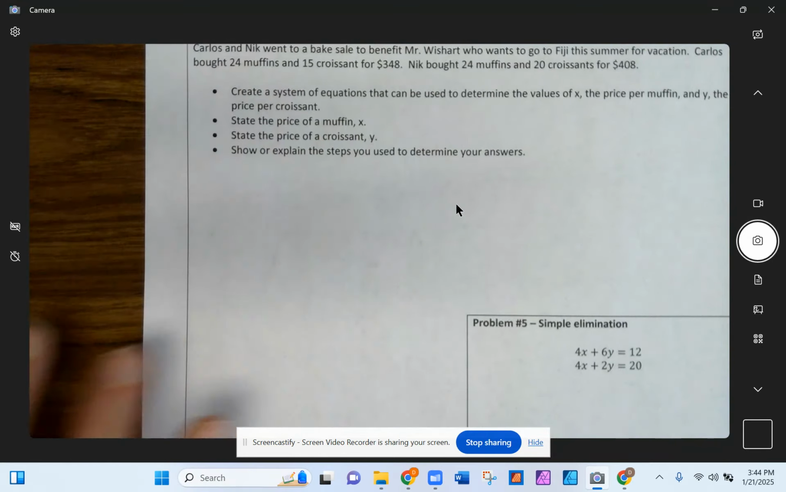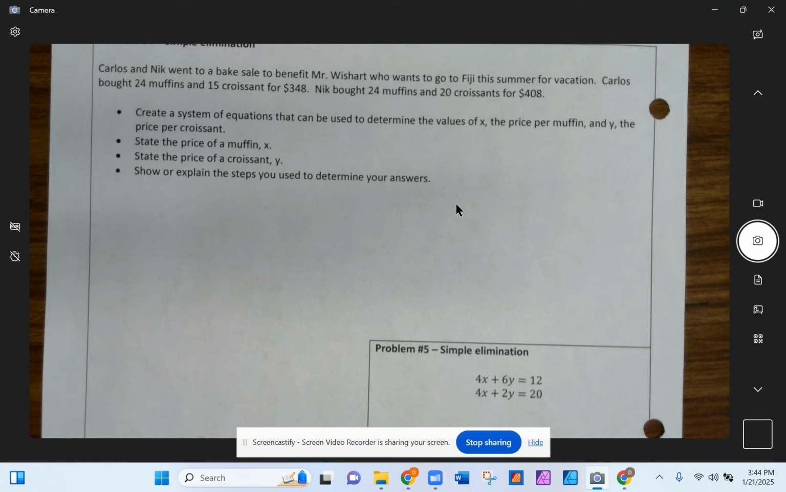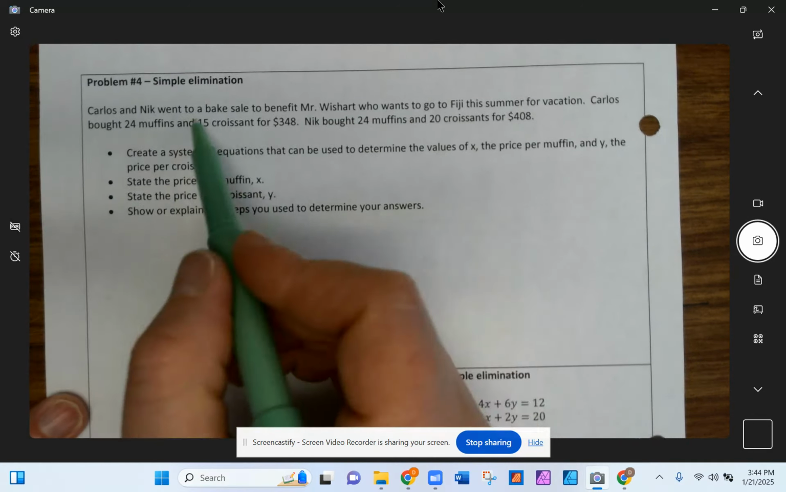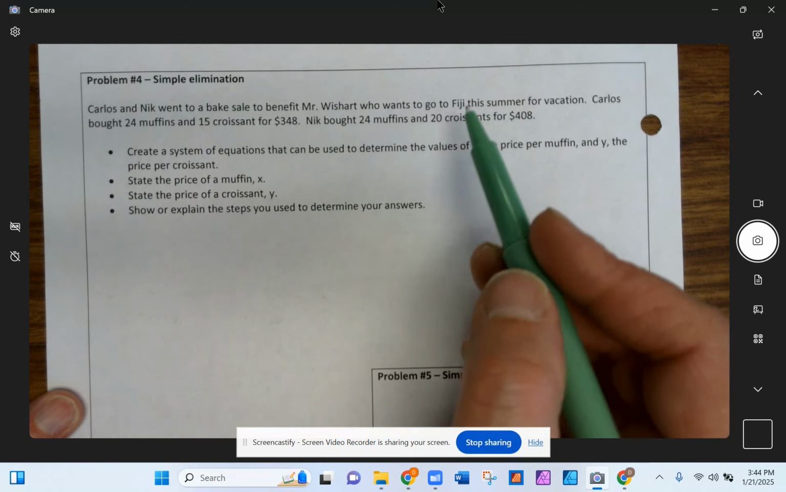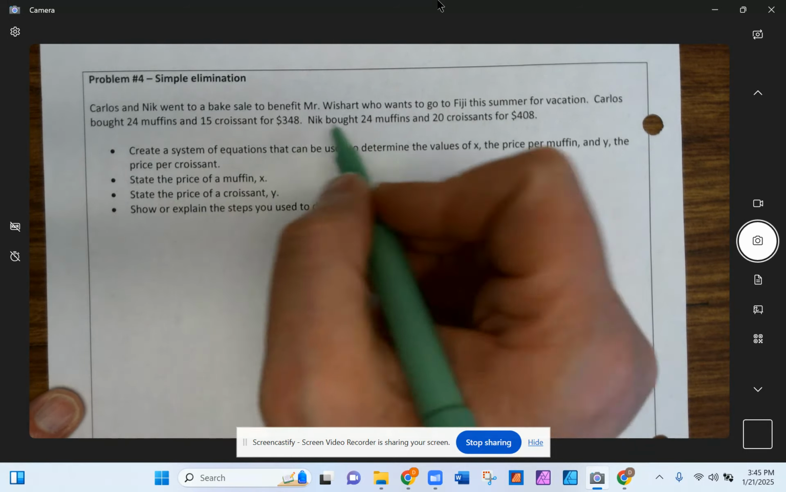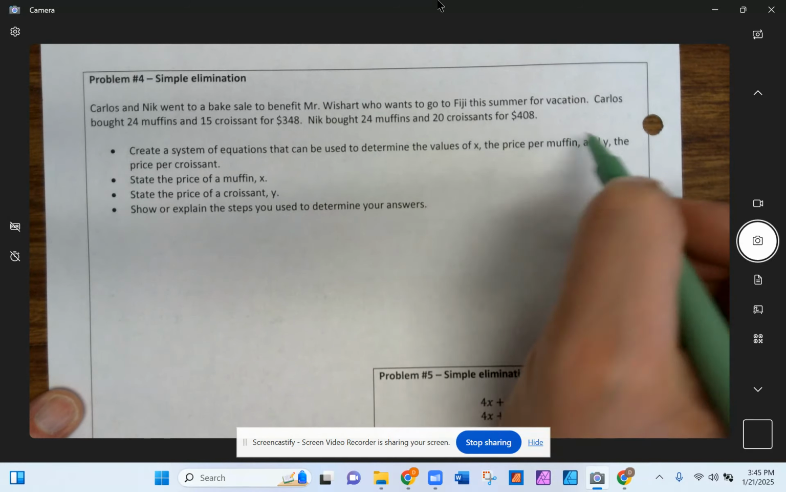Okay, now we've got a different method of solving. This is going to be elimination. Simple elimination, because it can get more complicated, but it's a simpler version of a problem. So we got these two kids. Carlos and Nick went to a bake shop to benefit Mr. Wishart, who wants to go to Fiji this summer for vacation. Carlos bought 24 muffins and 15 croissants for $3.48. Nick bought 24 muffins and 20 croissants for $4.08.